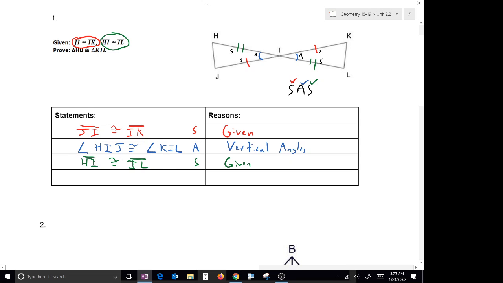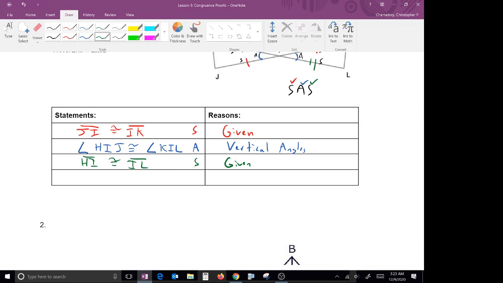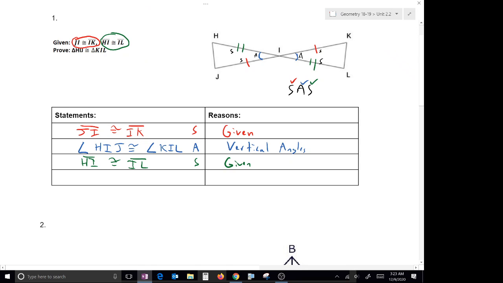Once we've done that, we can make our last statement and reason, which is simply a statement of our 2 triangles being congruent. Triangle HIJ is congruent to triangle KIL. And we already know the reason for that. That is side, angle, side. Now a couple of things.